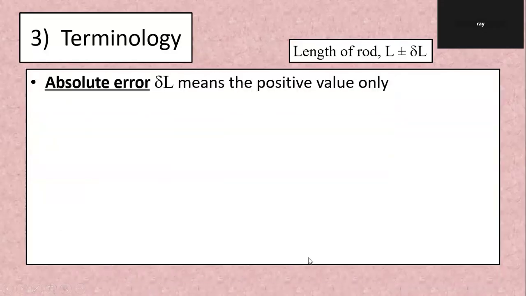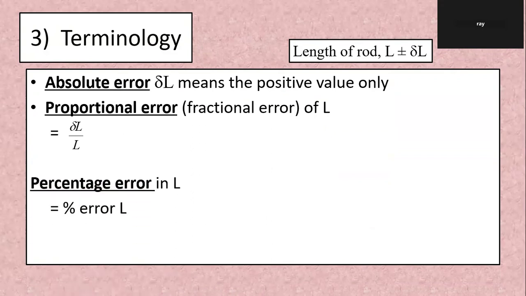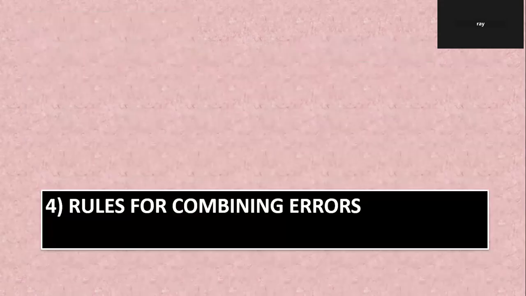Absolute error, delta L, means positive value only. Proportional error or fractional error is delta L over L. Percentage error, percentage delta L, right? That's my short form. It's delta L over L times 100%. That means proportional error times 100%.